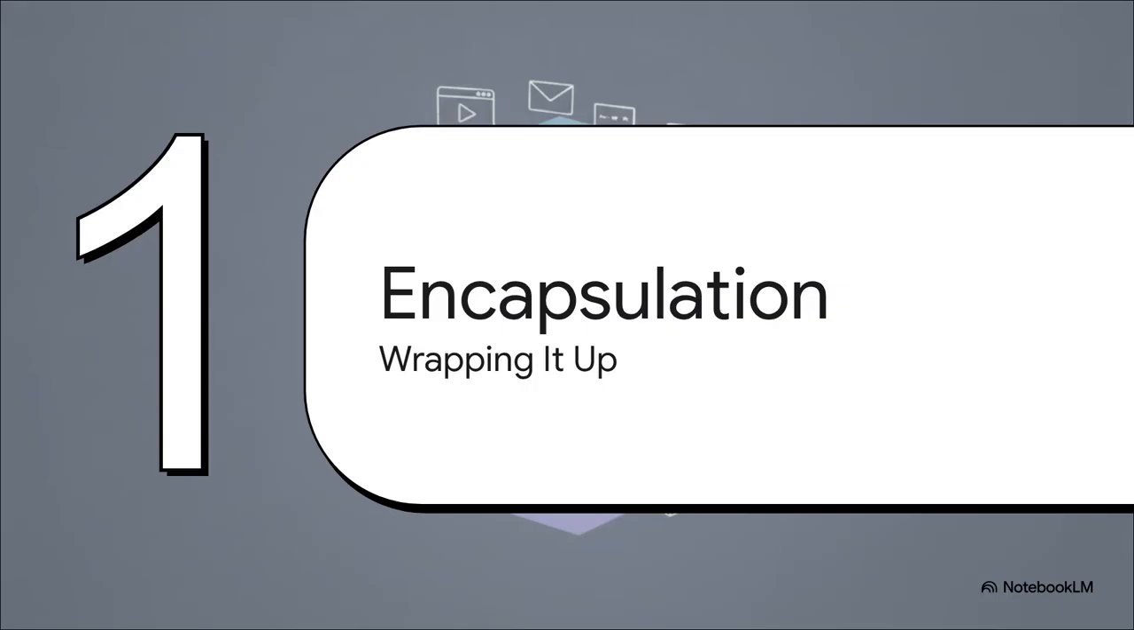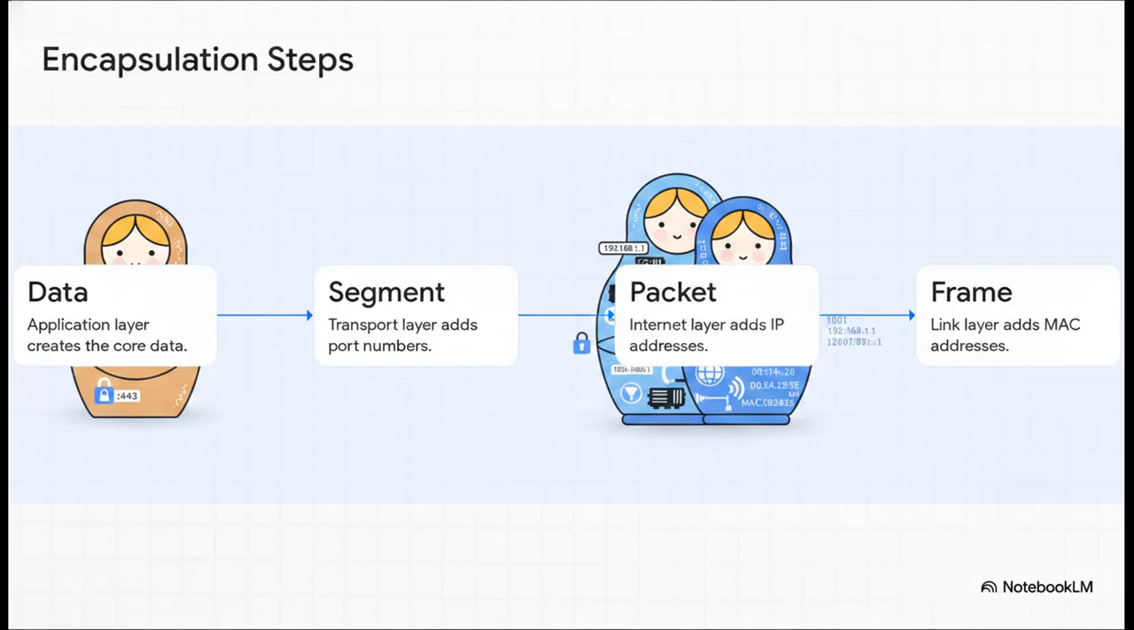Now let's talk about encapsulation, wrapping it up. To bring our entire journey together, let's see how encapsulation actually builds as data moves from your screen to the network. Think of it exactly like a Russian nesting doll. You start with the core application data. As it drops to the transport layer, a header is added, turning it into a segment. Then it drops to the internet layer, where an IP header is wrapped around it, turning it into a packet. Finally, it hits the link layer, where a final header and trailer are added, turning the whole shebang into a frame. This frame is then translated into raw bits, ones and zeros, to be blasted over a wire or through the air. Every single layer adds its own specific instructions to the outside of the doll.